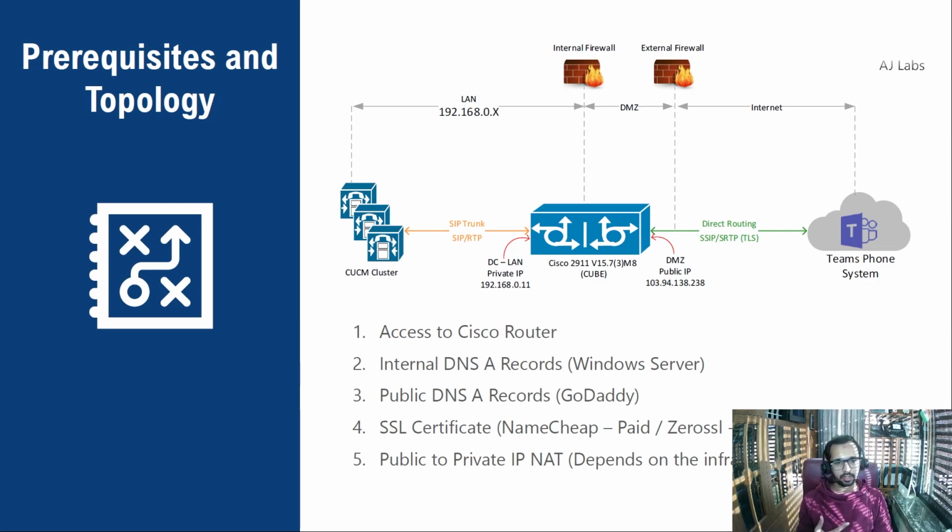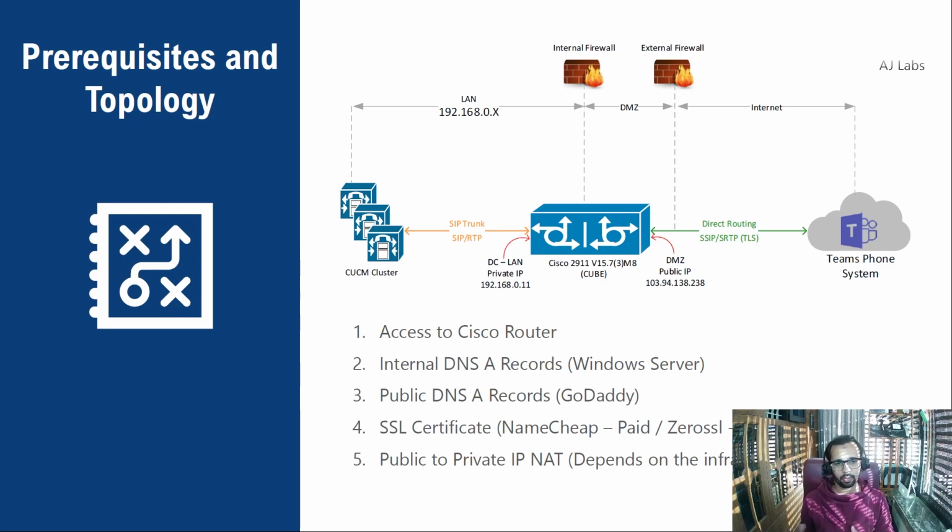We should have a public DNS record, which is for external users. I am going to be using a GoDaddy domain. I purchased ajcollab.com from GoDaddy. And then an SSL certificate. I have an SSL certificate from Namecheap. That is a paid one. And there is a ZeroSSL certificate option also available, which is free. I'm going to be demonstrating both.